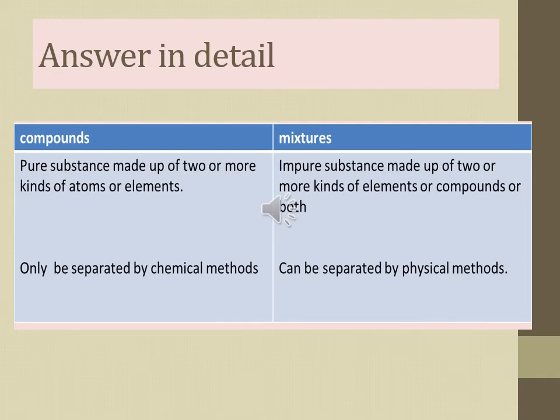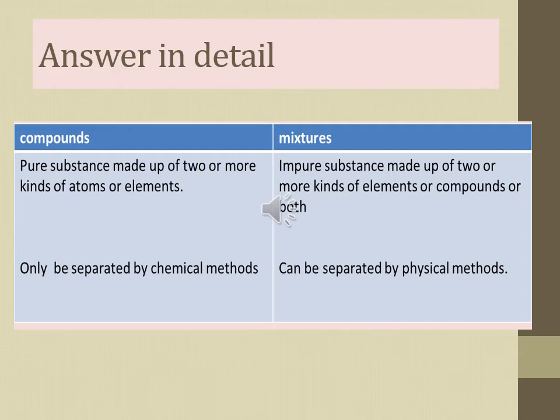Then the second point: compounds can only be separated by chemical methods. Here, mixtures can be separated by physical methods. For compound, we can give an example, water. For mixture, we can give one example, that is air.